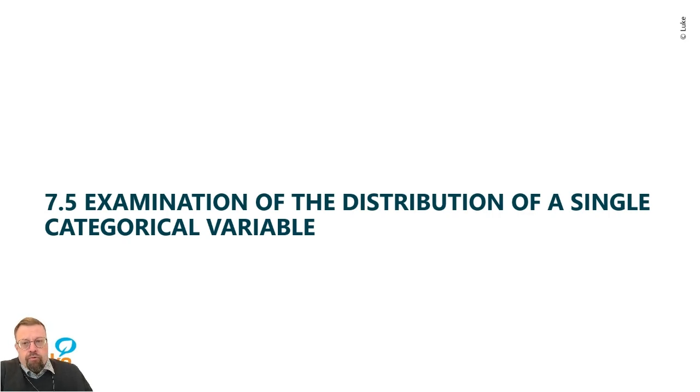Hello, welcome to section 7, part E of the SAS programming course. In this one, we are looking into examination of the distribution of a single categorical variable.